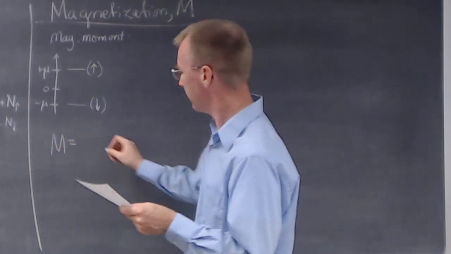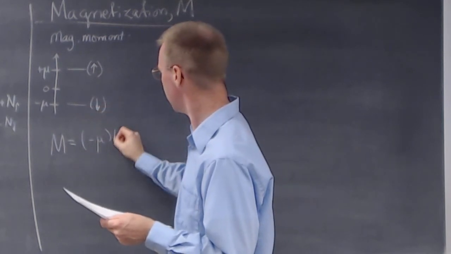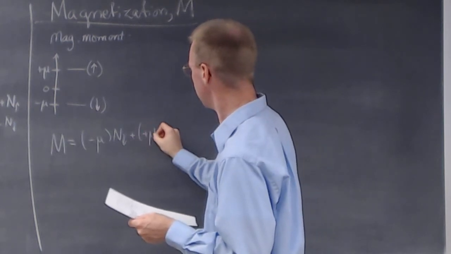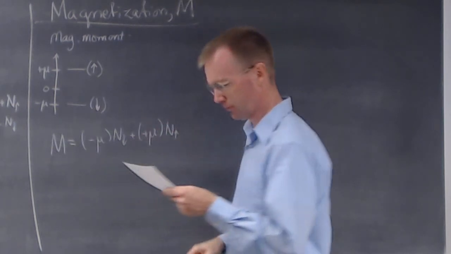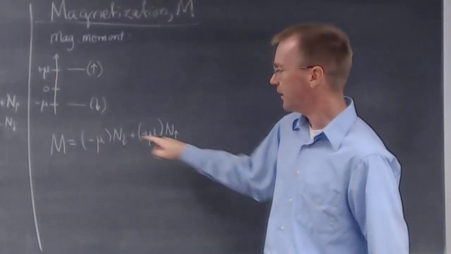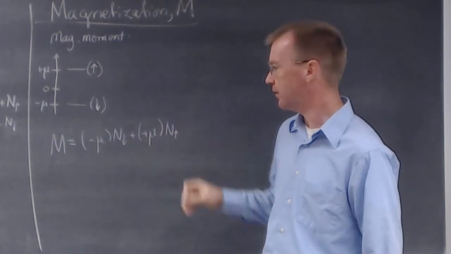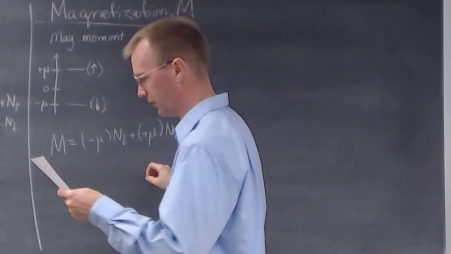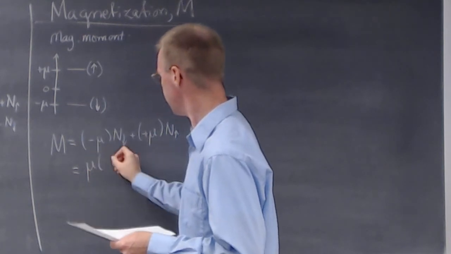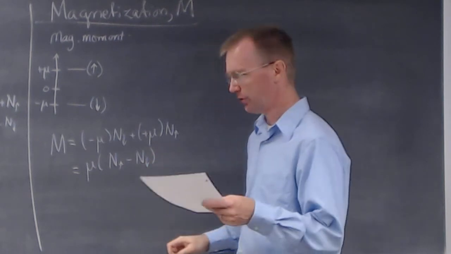Capital M. So we add up. So we got negative mu times the number down, plus positive mu times the number up. Well, once again, we simply added up the total of all of them. Let's put it in terms of the total number and the number up, just like before. First we will factor out a mu here. So we've got mu times number up minus number down.